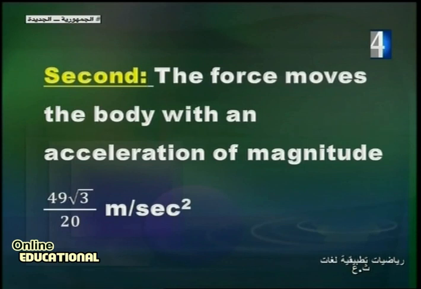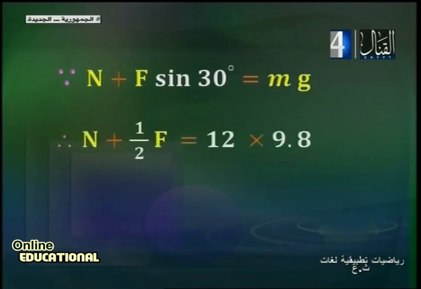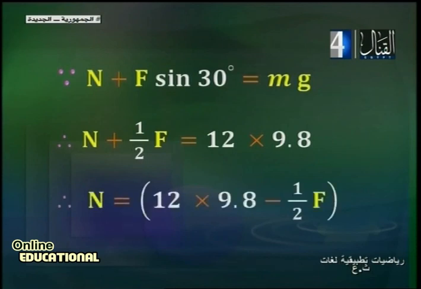Now N plus F sine 30 equals mg. N plus half F equals 12 multiply 9.8. The normal reaction N equals 12 times 9.8 minus half F. What about the equation of motion?